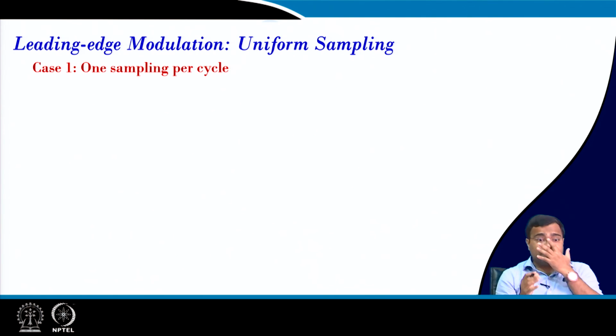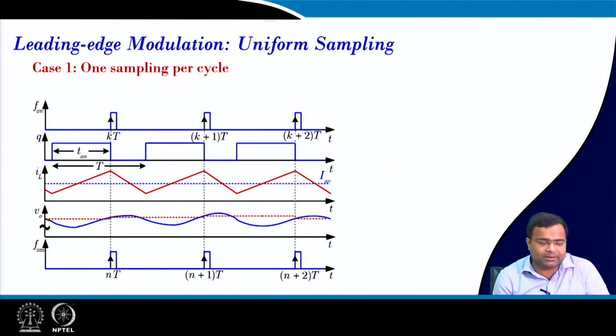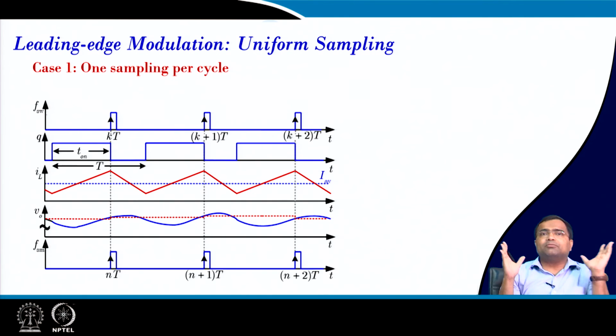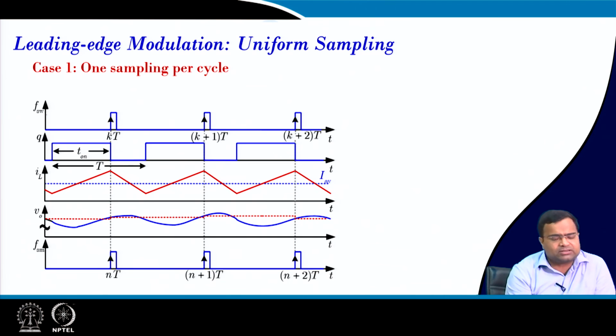We have discussed trailing edge modulation. In leading edge, what happens? We generally, at the rising edge of the switching clock, turn off the switch. And our valley current mode control is a good example of leading edge modulation. For leading edge modulation, again, if you take one sample per cycle, you can take the sample right when the switch is getting turned off.